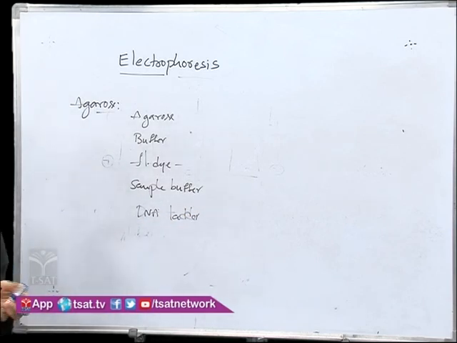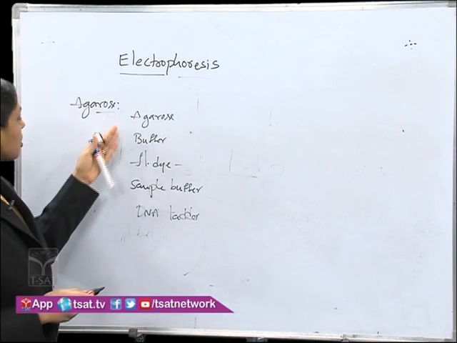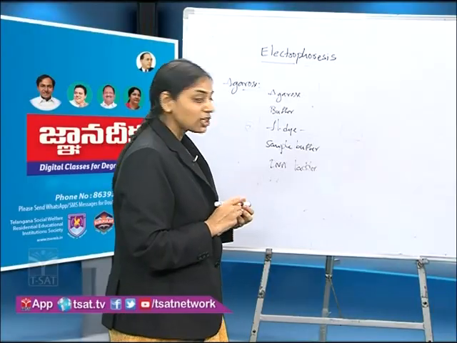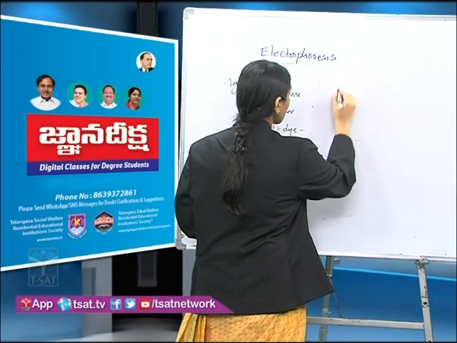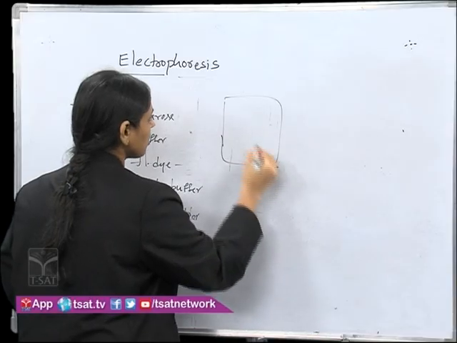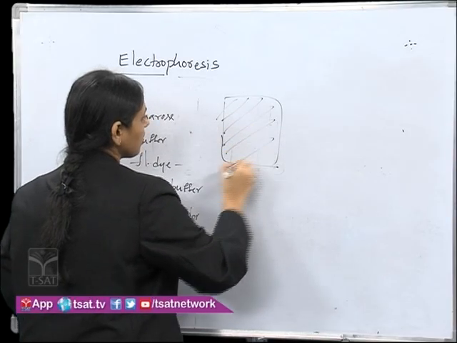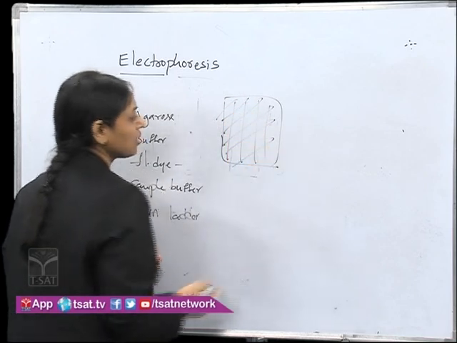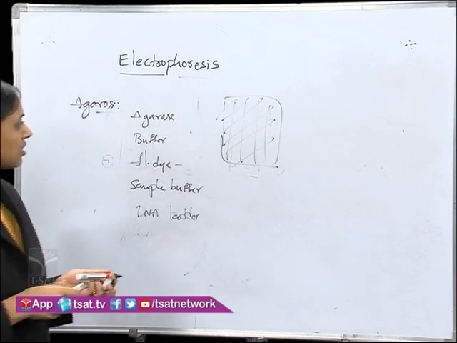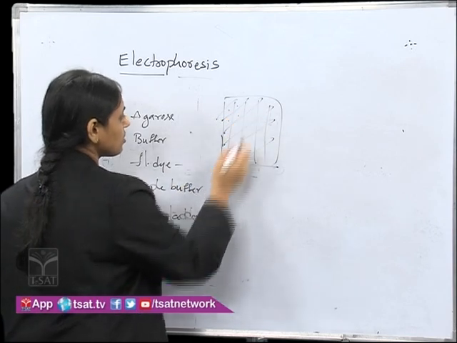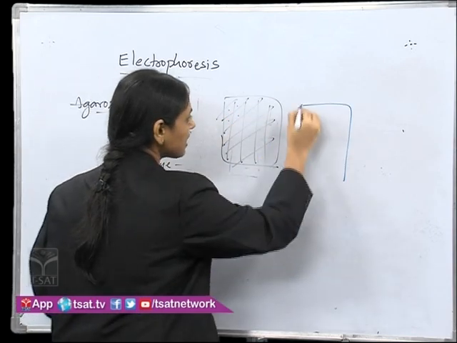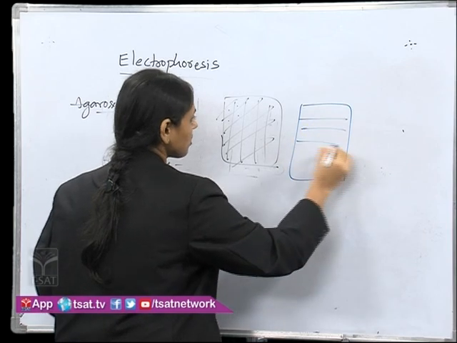Agarose. The polymer which we are using here is agarose. We have to dissolve the agarose in buffer solution in order to prepare the gel. These gel polymers make a matrix with pores in it, and the pores could be bigger or smaller based on the percentage of the gel.